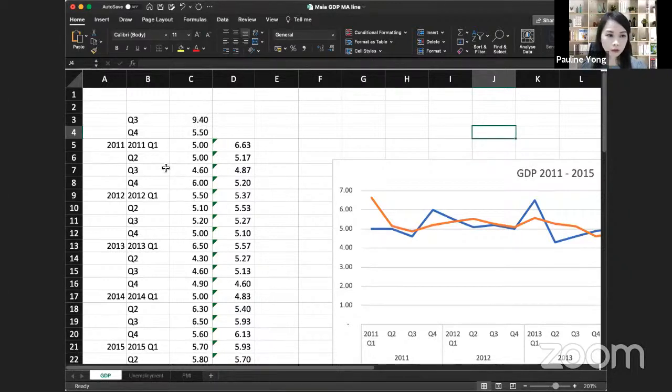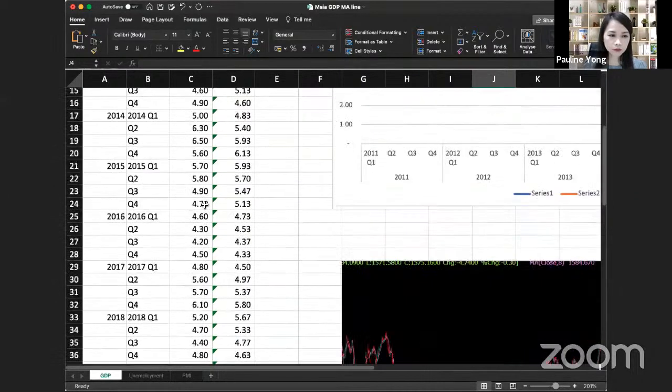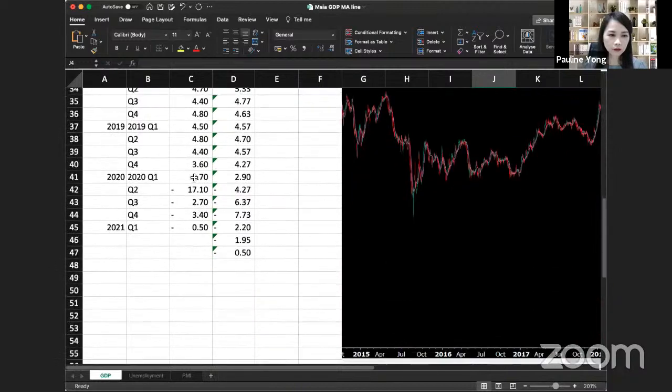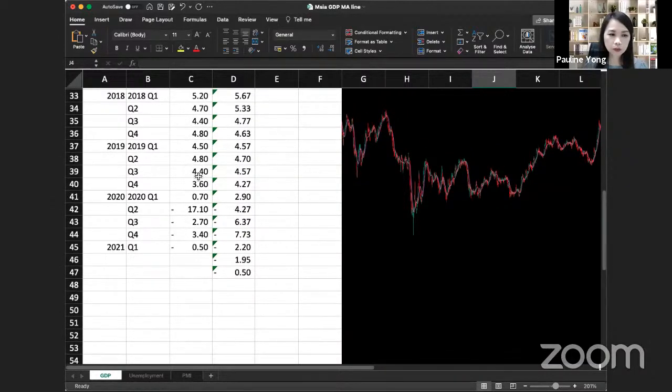So this row here is on a quarterly basis, Q3, Q4, and then Q1, 2, 3, 4, Q1, 2, 3, 4. So it's on a year-by-year basis. So all these numbers are the GDP figures, one row, until the first quarter of 2021. The second quarter is not out yet. So this is the most recent GDP figure here.